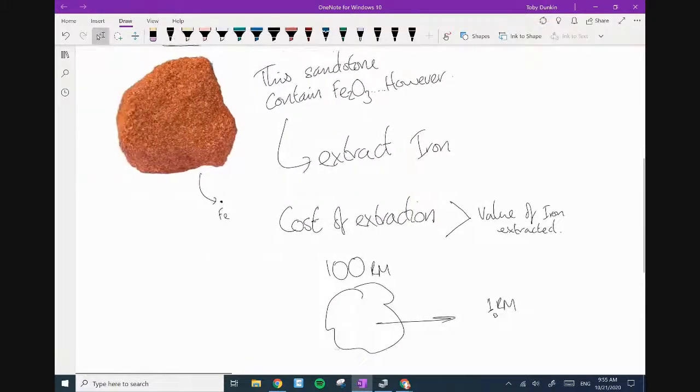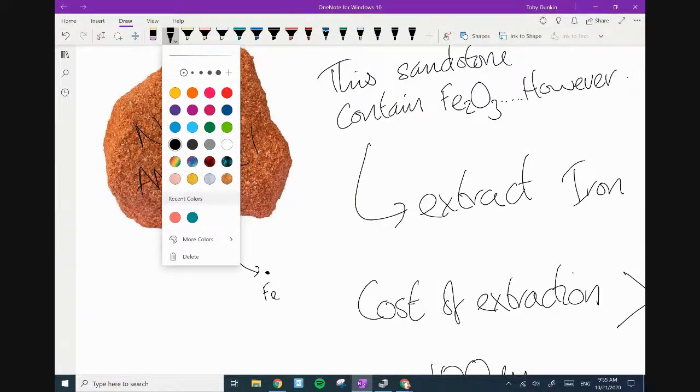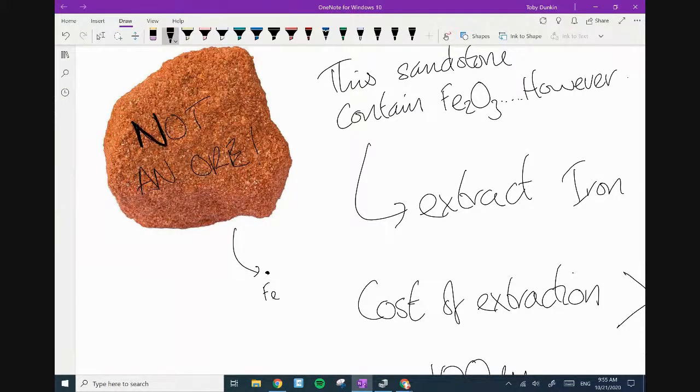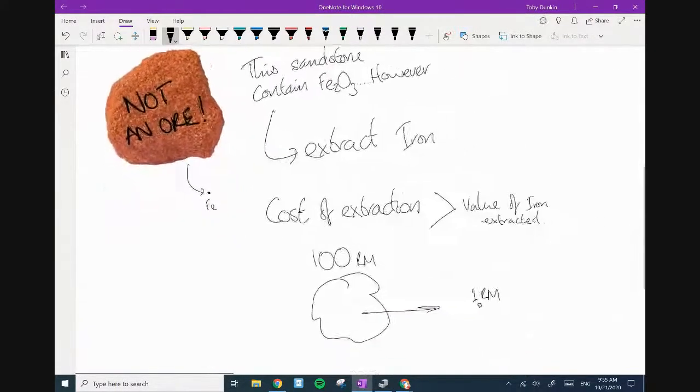What that means is sandstone is not an ore. It is not an ore, because it just isn't worthwhile doing; the cost of doing it outweighs the money you could make from selling the iron. You just don't get enough. That's why ores are very special things. Not an ore, and that's actually really important.